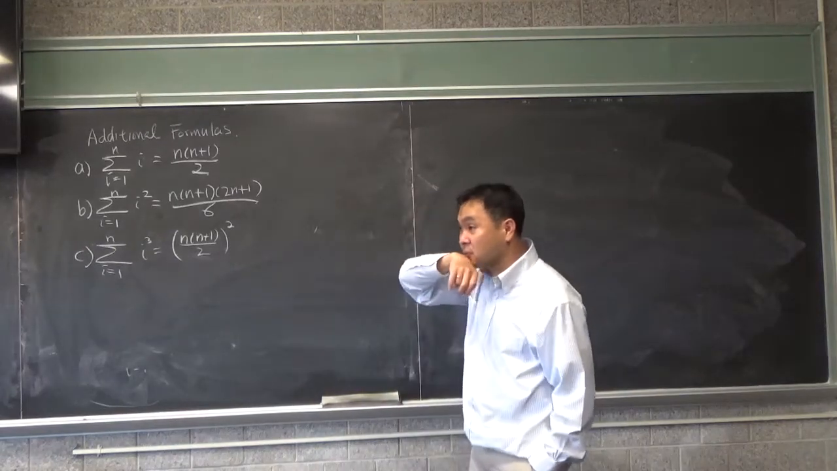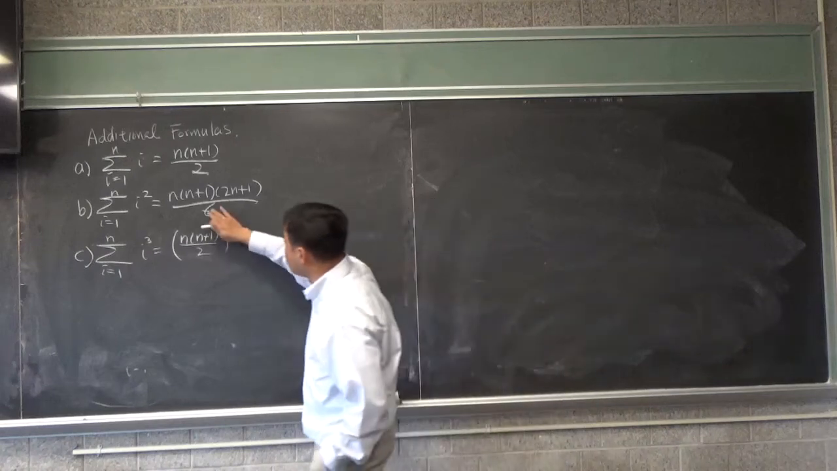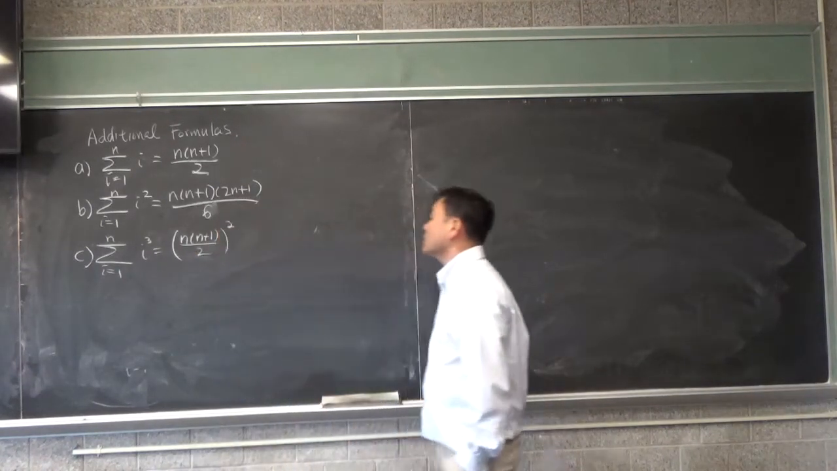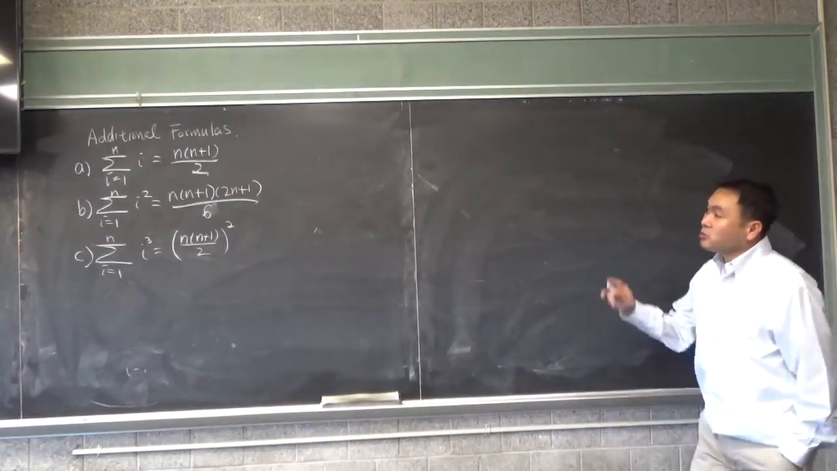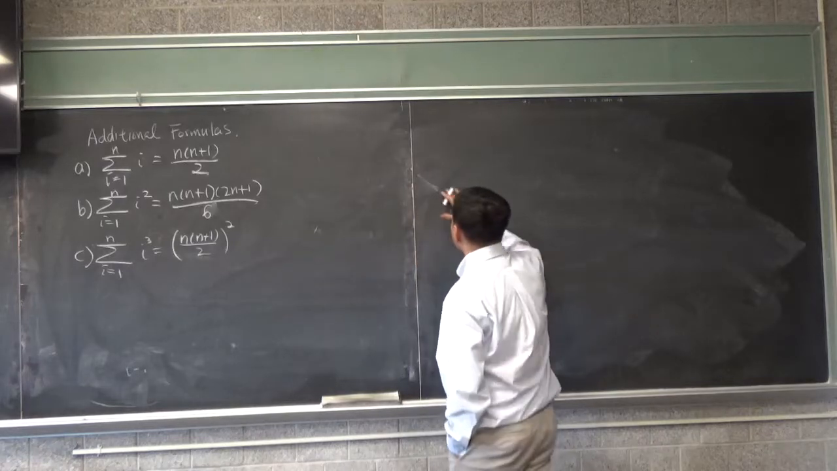You have a question? Yes. Does that say for b it's divided by 2, or does that make 6? Divided by 6. This is 6. Okay, so we're just going to prove A for now, and next time we'll prove B.